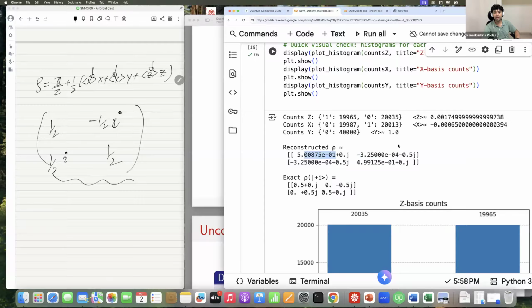Right, so this is 0.5. This is 0.5. And this part is negative, negative 0.5, that's right. But this part is 0. So it looks like this, right? Half I minus half J, and half.